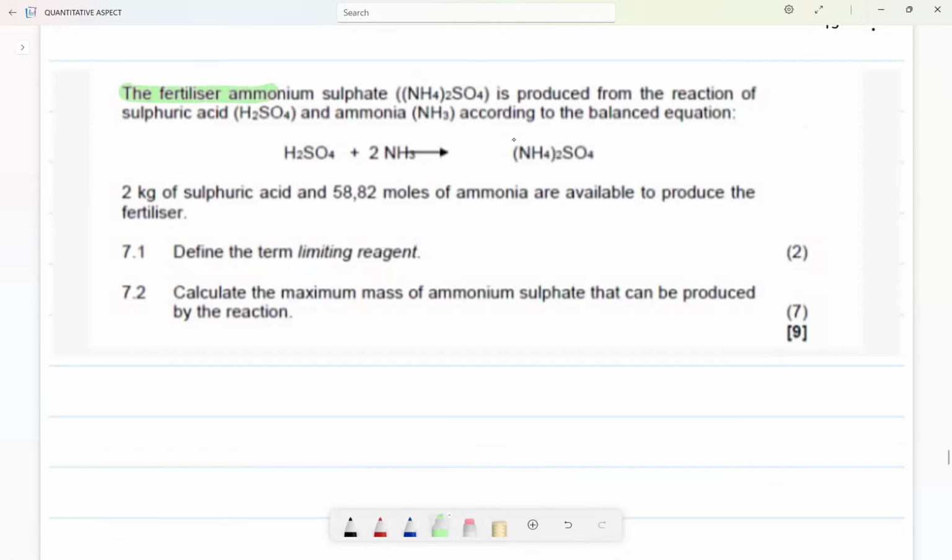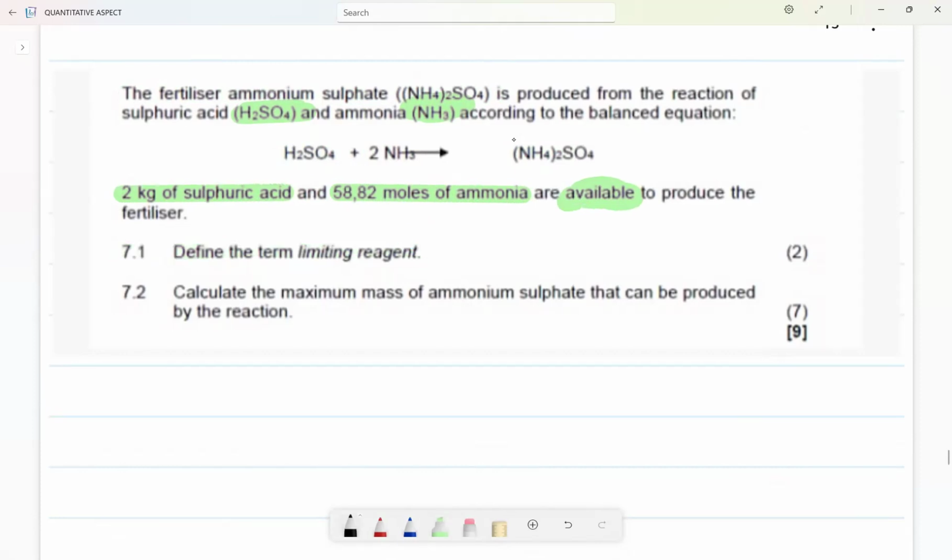A fertilizer, ammonium sulfate, is produced from the reaction of sulfuric acid as well as ammonia, according to this balanced reaction here. Can you see there was a typing error there? Then I'm told that 2 kilograms of sulfuric acid and 58.82 moles of ammonia are available to produce the fertilizer. 7.1, define what is a limiting reagent.